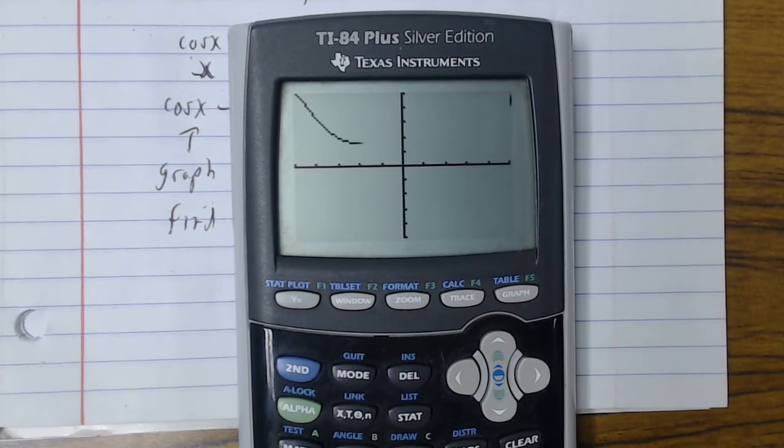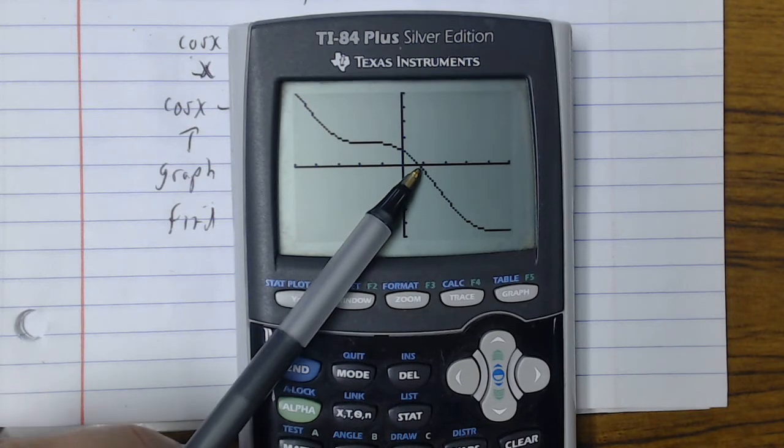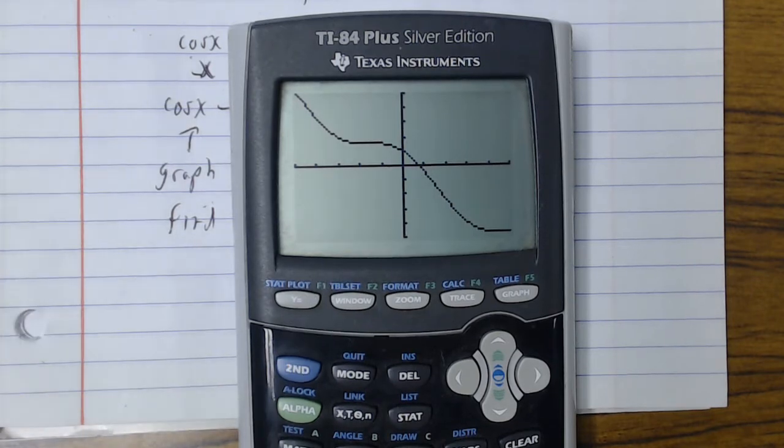So how does this look? So there's the graph of cosine of x minus x. Now notice what's happening here. My solution is right there. So the question is, could I find the x-intercept? And the good news is the answer to this is yes. So how do I find the x-intercept using my graphing calculator?